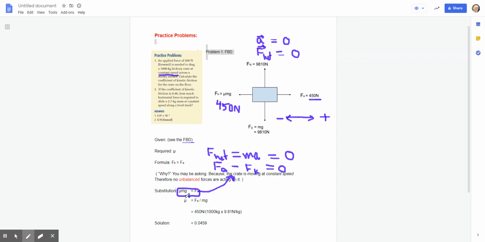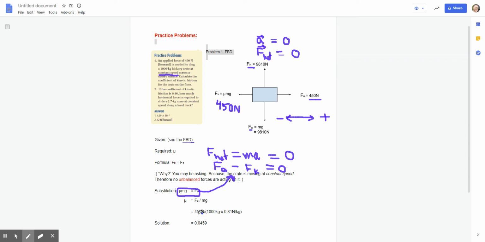So the coefficient of friction is equal to the applied force divided by the weight, which is the normal force, right? mg is the normal force. So normal force and mg are the same because it's on a horizontal surface. At least I'm assuming it is because I wasn't told there's an angle. So I'm going to assume it's horizontal.